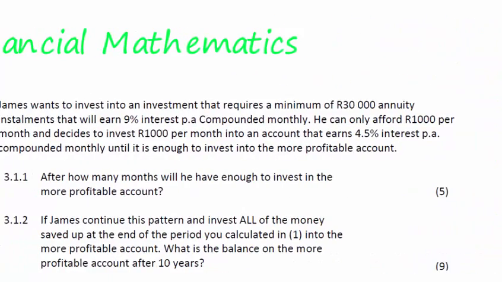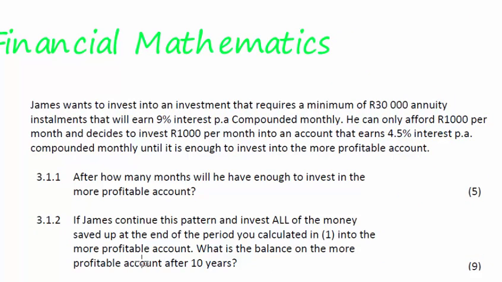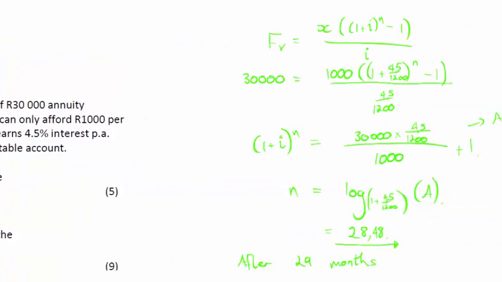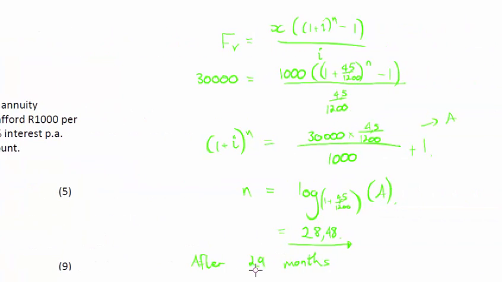Okay, so if James continues this pattern and invests all the money he saved up at the end of the period you calculated in 1 into the more profitable account, what is the balance on the more profitable account after 10 years? Okay, so there's 10 years. Every 29 months he saves a certain amount into that account. So this is an annuity calculation, but there's a little bit of a problem. We have 29 monthly investments. Do you understand what I mean?